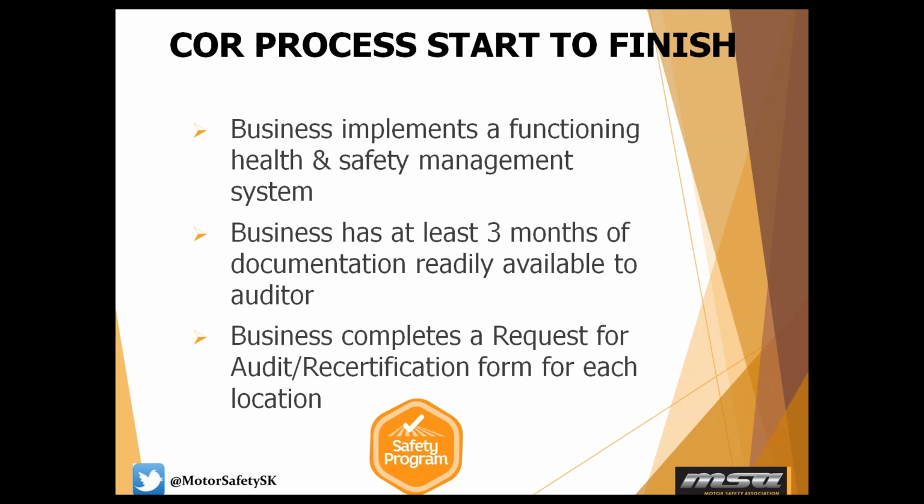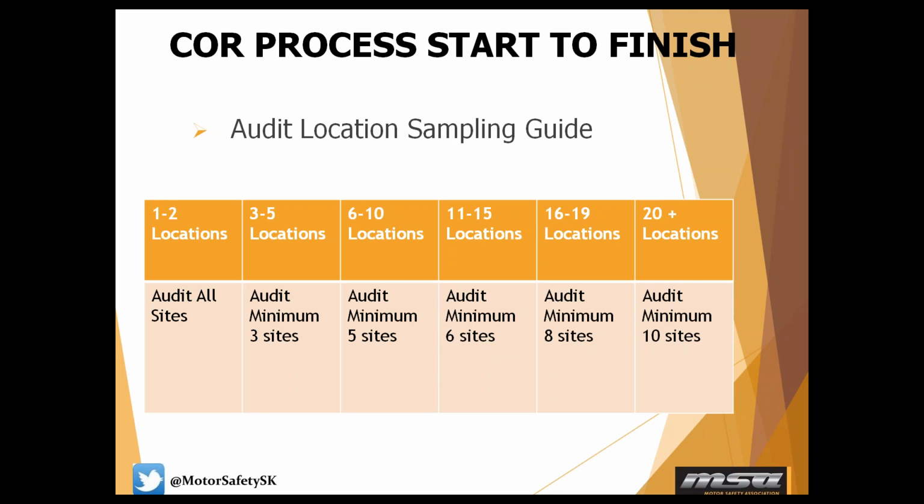And once you have that 3 months of documentation and records available, you would need to complete a request for an audit recertification form for each location that's going to be audited. So if you have multiple locations, we use this sampling guideline chart to determine which locations to audit. For example, if you have 7 locations, we would select 5 of those locations to audit. We can, however, do all 7 if that's what you're requesting, but it is a minimum of 5 of those locations that would be audited.